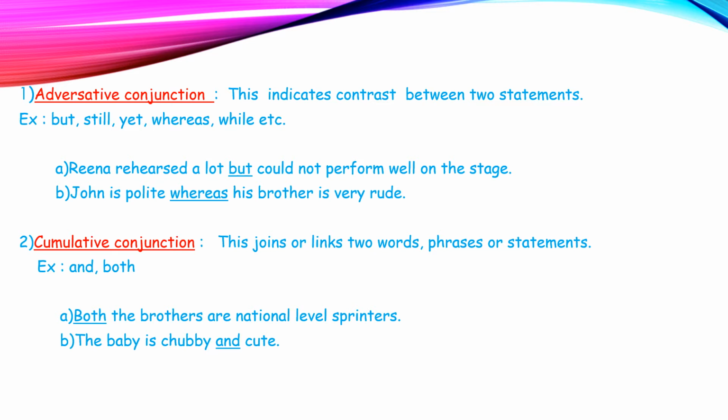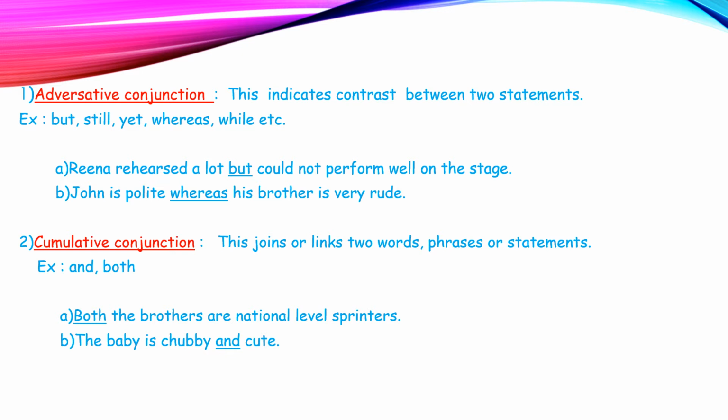Next we have cumulative conjunctions. These conjunctions join or link two words, phrases or statements, for example, and, both. So if you want to join just two words or phrases in simple terms, we use cumulative conjunction. For example, both the brothers are national level sprinters, or the baby is chubby and cute. Here we are not representing any contrast or difference.